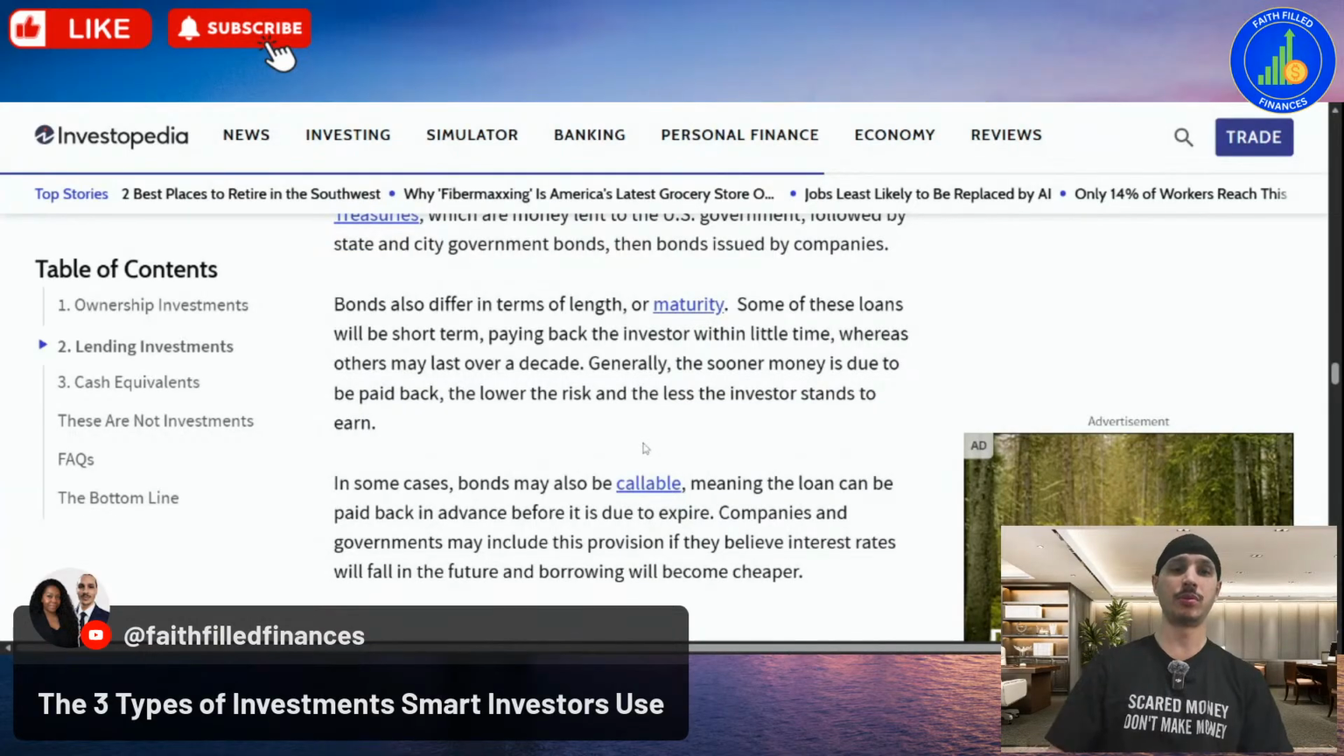Bonds also differ in terms of length or maturity, or if you want to sound tight, maturity. Some of these loans will be short term, paying back the investor within little time, whereas others may last over a decade. Generally, the sooner money is due to be paid back, the lower the risk and the less the investor stands to earn.